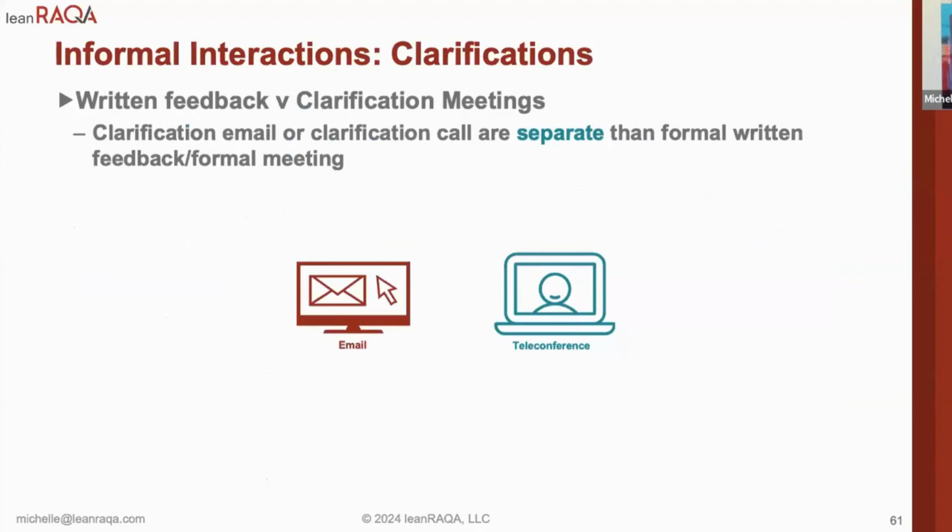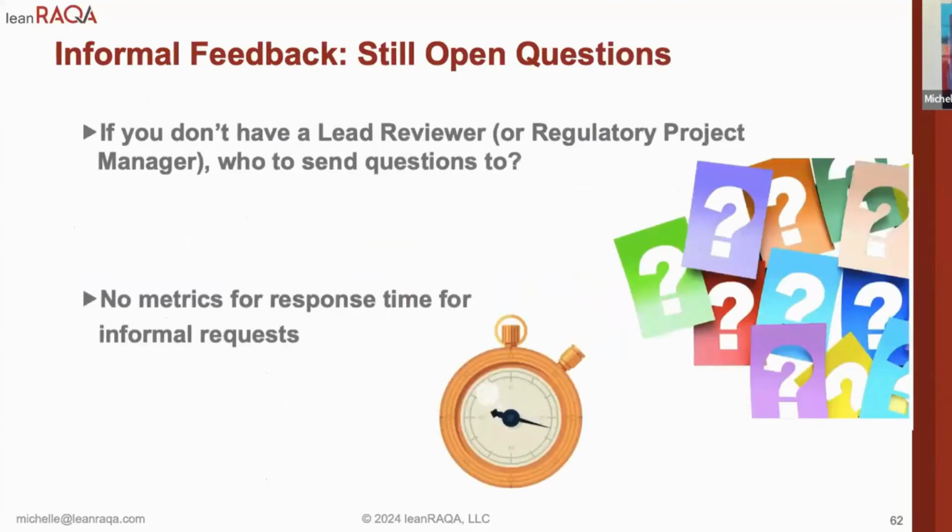So it also talks about written feedback versus clarification meetings. And it specifies, even though FDA is doing this in practice, that a clarification email or clarification call are separate from your formal written feedback. And it has several examples of those. But the problem is if you don't already have a lead reviewer and you want to ask one of these informal questions, it's not clear who to send that question to. And again, there are no metrics for response time here. So not only do we not know who to send it to, but when to expect a response.